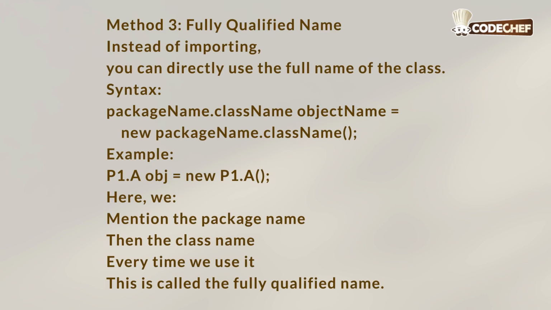Method 3. Fully qualified name. Instead of importing, you can directly use the full name of the class. The syntax is package name.class name object name equals new package name.class name. For example, p1.A object equals new p1.A. Here we mention the package name, then the class name every time we use it. This is called the fully qualified name.